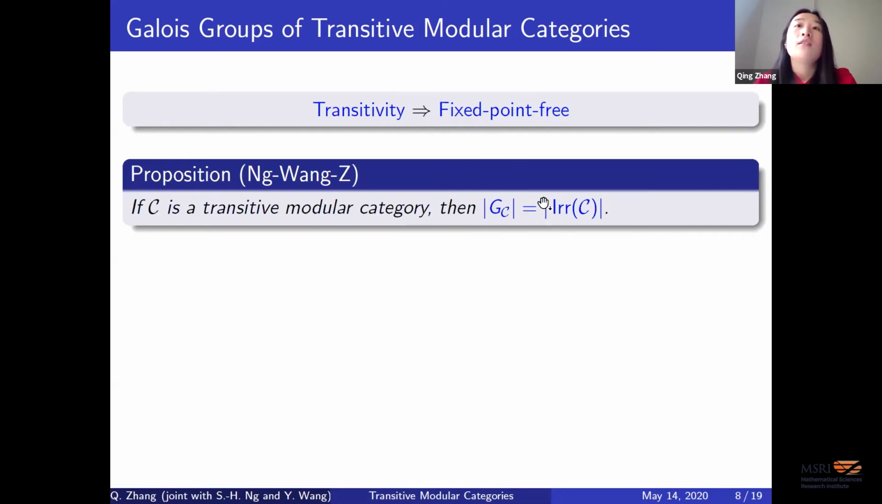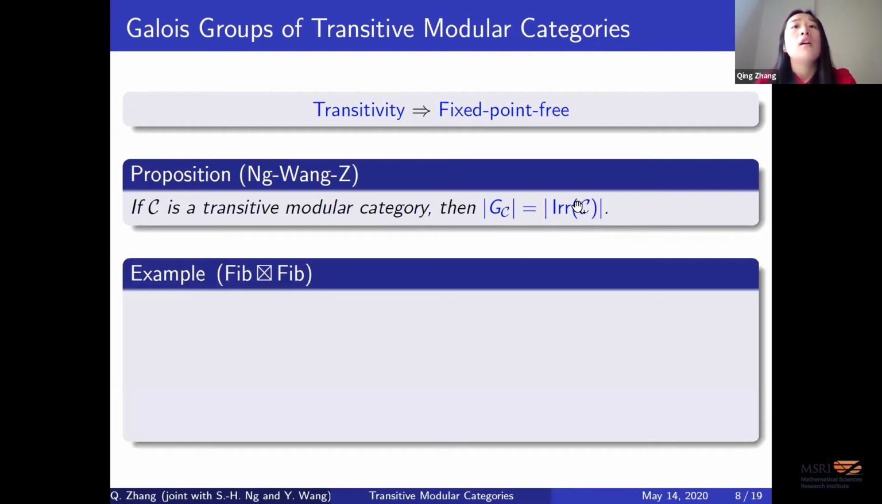In particular, the order of the Galois group is the same as the number of simple objects. So G_C acts freely and transitively on the set of simple objects. This proposition allows us to uniquely identify the elements of G_C with the simple objects of the modular category. And it is also useful as a criterion to check whether a category is transitive or not.